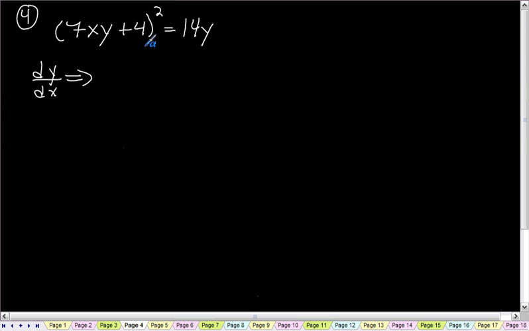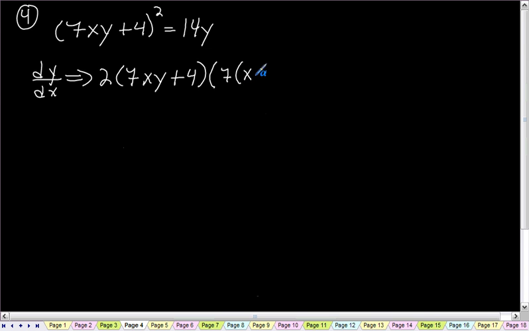This is one big function to the second power. So we bring the 2 down, 7xy plus 4, take 1 away from that, so that stays the same. Now we take the derivative of the inside. That is a big monster. You have to take the derivative of that and the derivative of that. That's going to be 0. But on that, it's first, and pull out a 7.